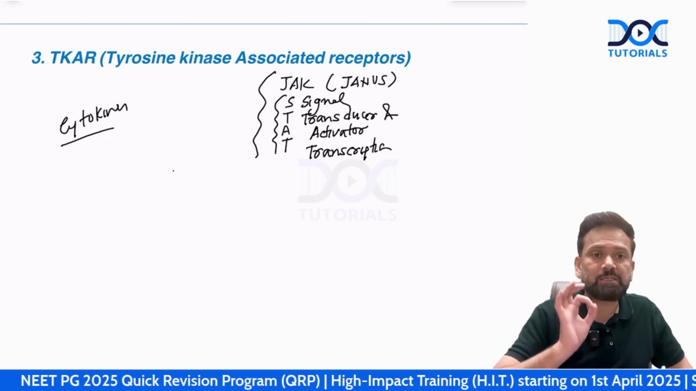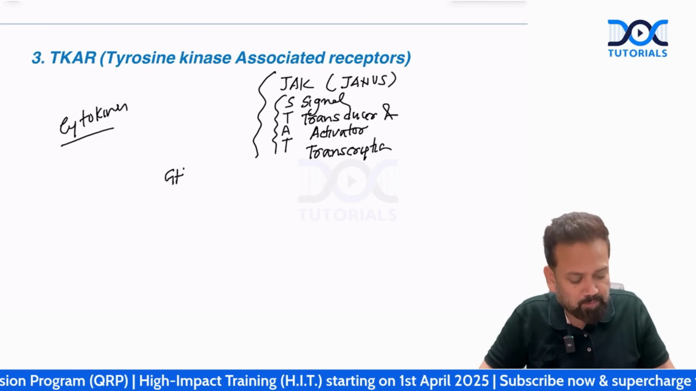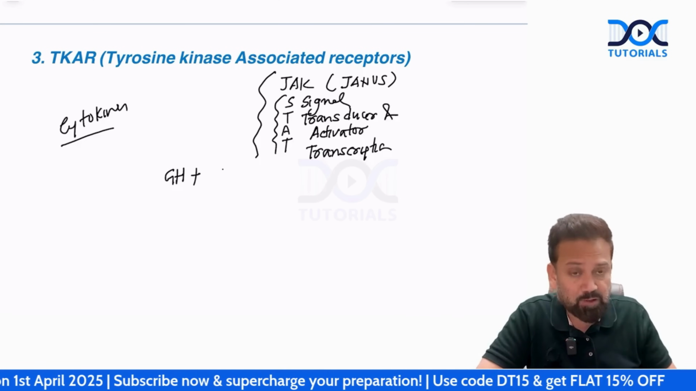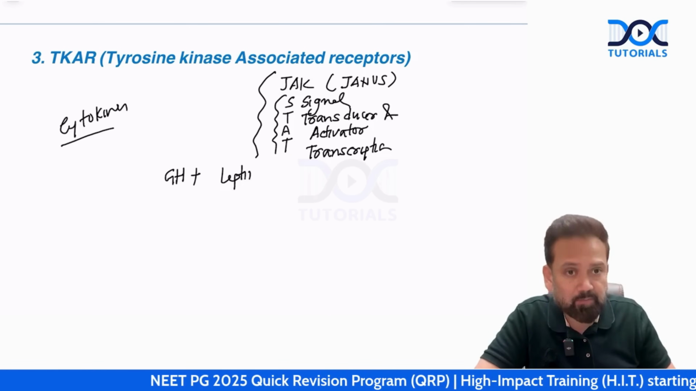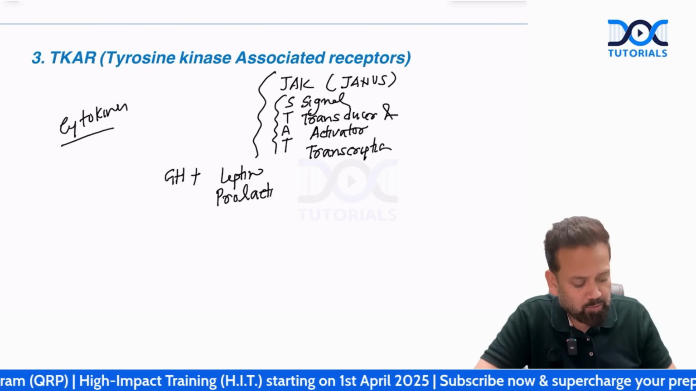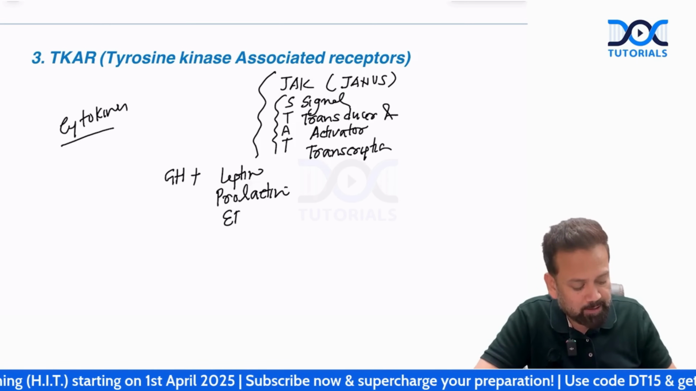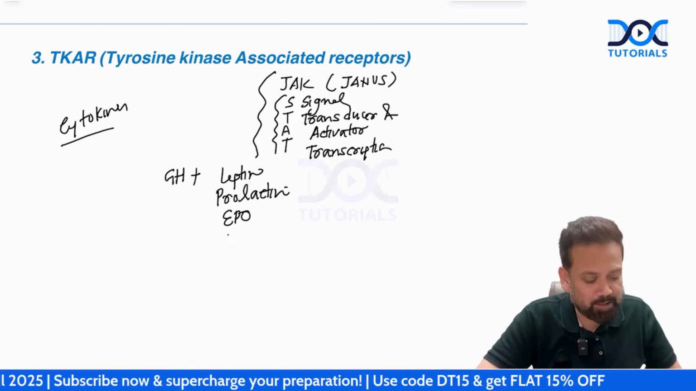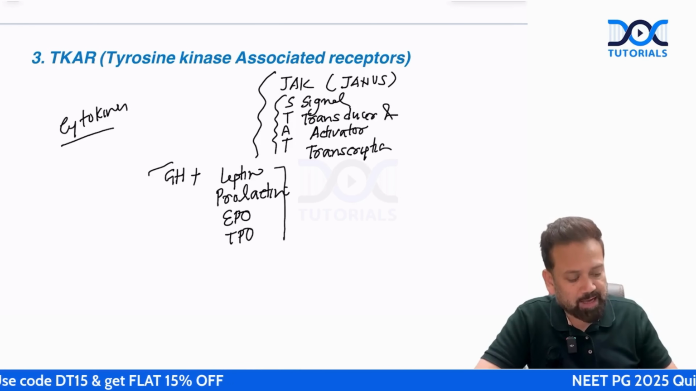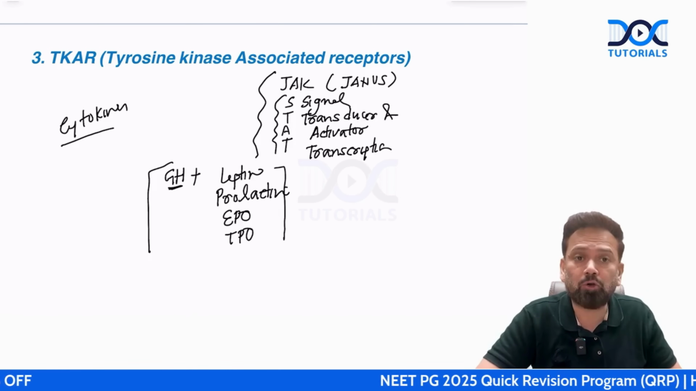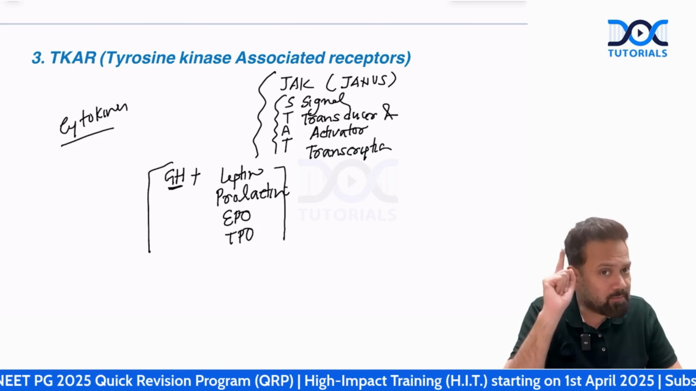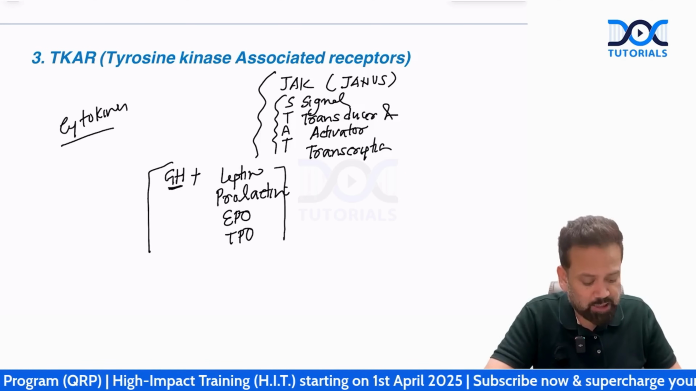But if you want to remember, a very simple mnemonic: growth hormone plus so many "tin"s, like leptin, prolactin, erythropoietin, thrombopoietin. Okay, so these are acting on the JAK-STAT pathway or tyrosine kinase pathway. Growth hormone, not growth factor. Growth factor was acting where? They were acting on tyrosine kinase. This is a tyrosine kinase associated receptor.